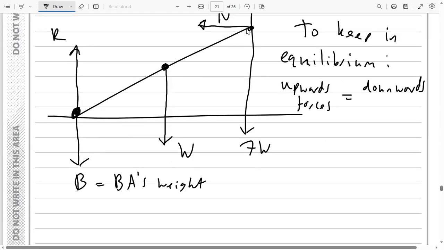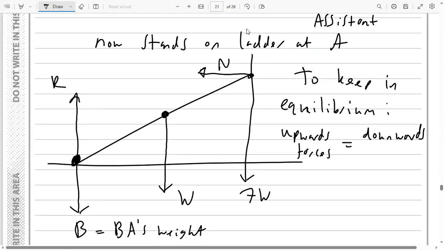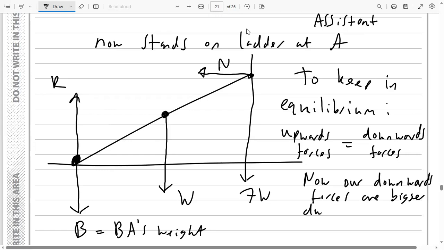Now, if we've got this builder's assistant standing at B, it means we've got more downwards forces. So in this diagram, our downwards forces are bigger, right? They're bigger due to the builder's weight and the builder's assistant's weight. I'm just going to say BA as the builder's assistant's weight.